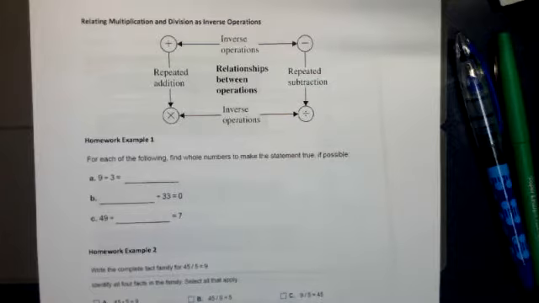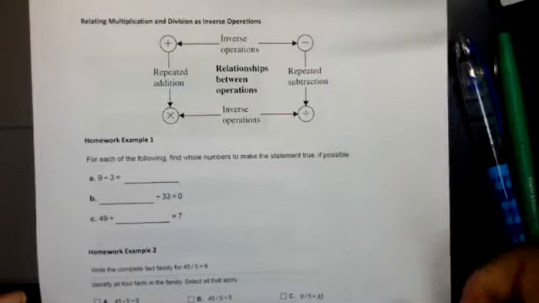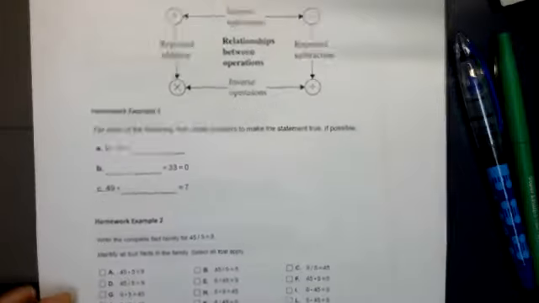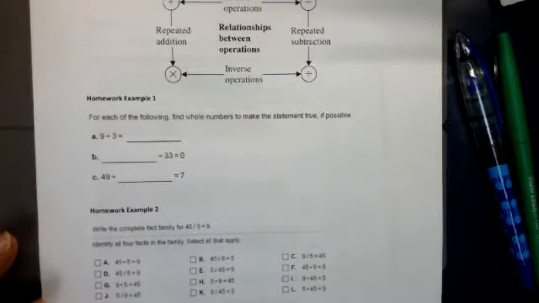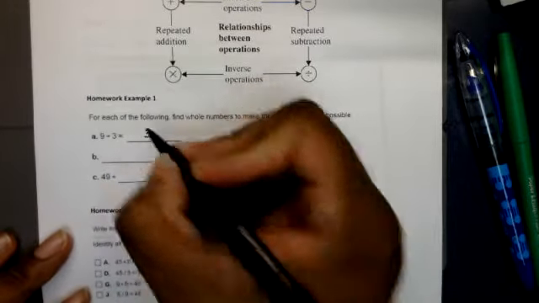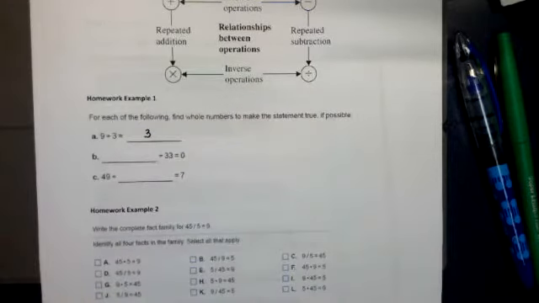Let's take a look at this first homework example, similar to the one in my math lab. For each of the following, find whole numbers to make the statement true, if possible. Like in part A, if we have 9 divided by 3, well, there is a whole number where 3 times what number gives us 9? That's, of course, going to be 3.